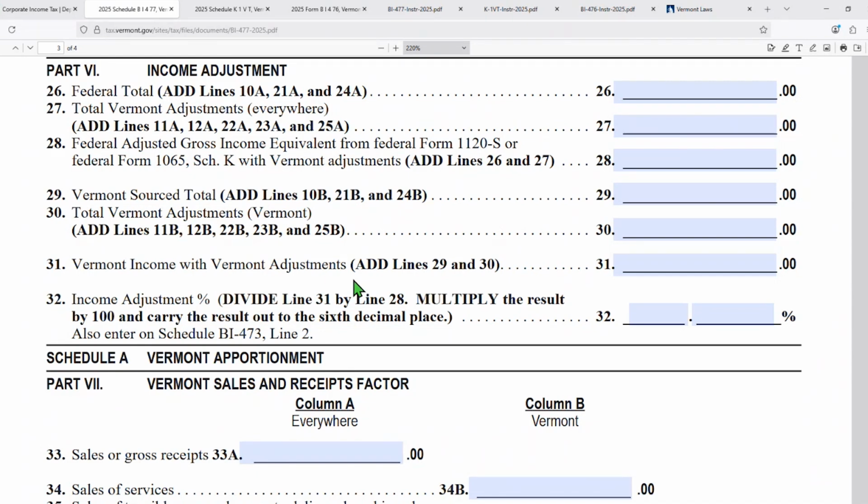So if you're doing a 472, if you're doing non-resident withholding, it's just going to be the Vermont totals that we base the percentage off of. So that's kind of it there.